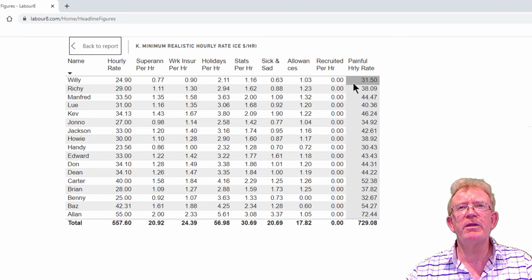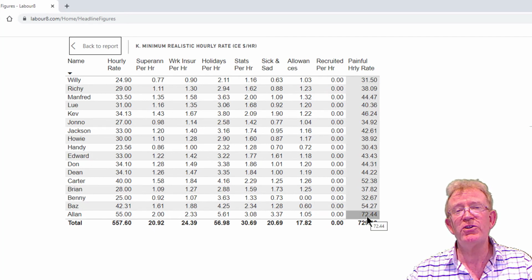And it brings us up here to what I call the painful hourly rate. So this person's on $24.90, but the minimum we're going to be paying for them is $31.50. Right down to this guy Alan here, who's 55, is actually working out to $72.44. Now there's no linear percentage because it all comes down to availability. Do they have accrued leave? What leave's coming up and what time of year is it?